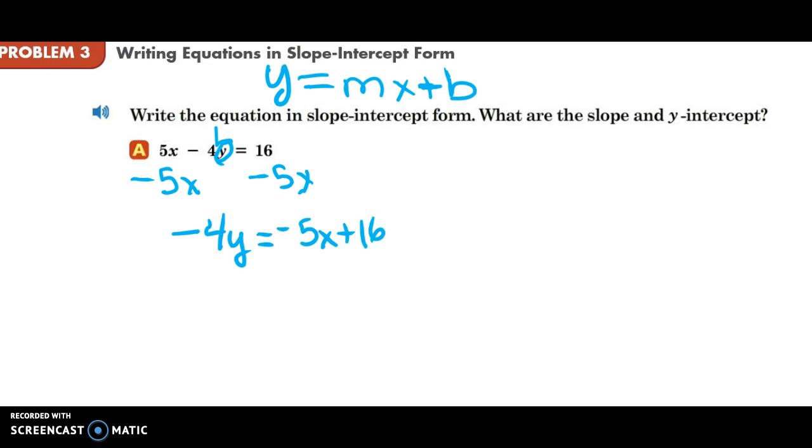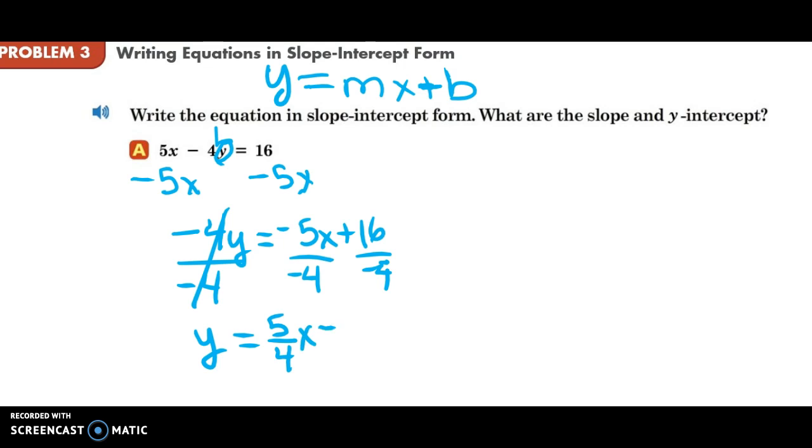Now to finish solving for y, we need to get rid of the negative 4 by dividing it. Make sure you divide each term by negative 4. And now let's simplify. Here, the negative 4's cancel. In front of the x, the two negatives cancel. I have 5/4. I'm just going to put x to the side. And the last term, I have 16 divided by negative 4, which is negative 4.